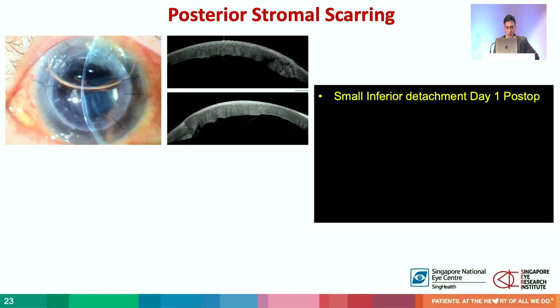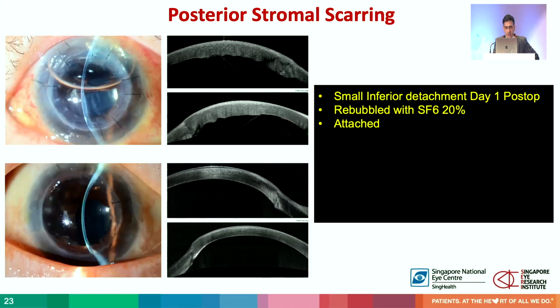So this is what she looked like. She had a small detachment at day one. She was actually one of the first cases that I did. I rebubbled her with SF6 gas, and then she got an excellent visual acuity outcome. Her best visual acuity is 6/9 with a good cell count. Now she's about 4 or 5 years down the line as well.